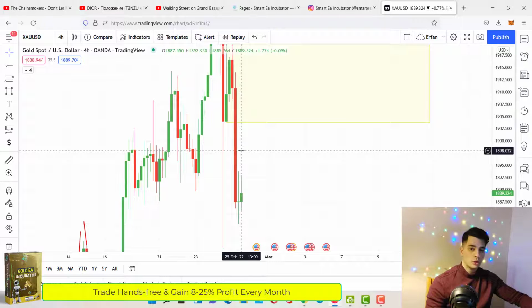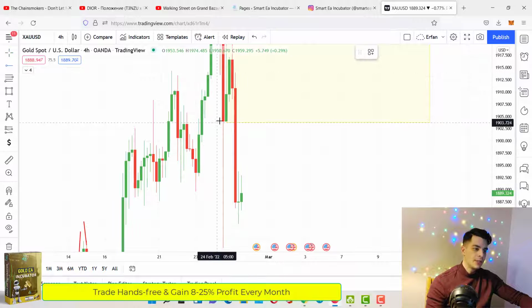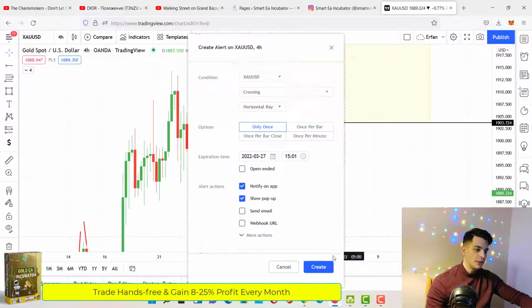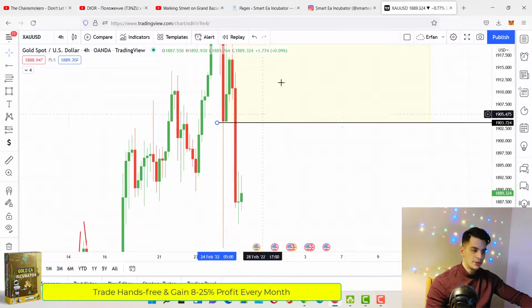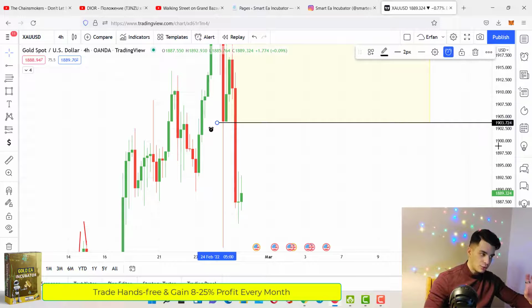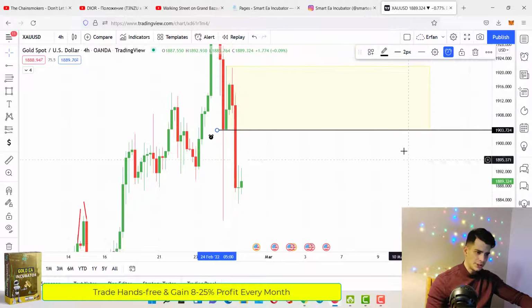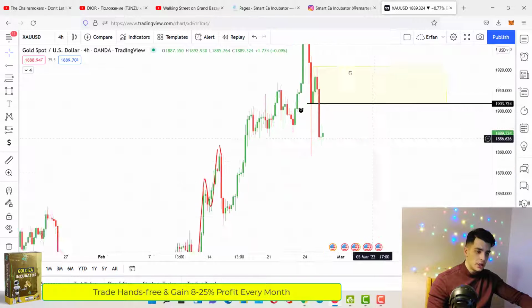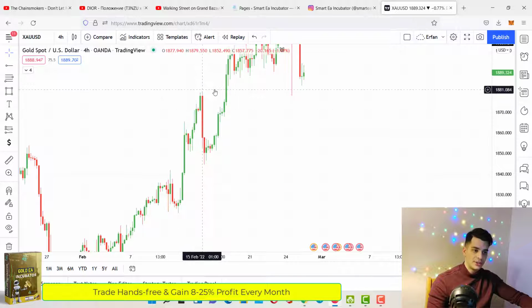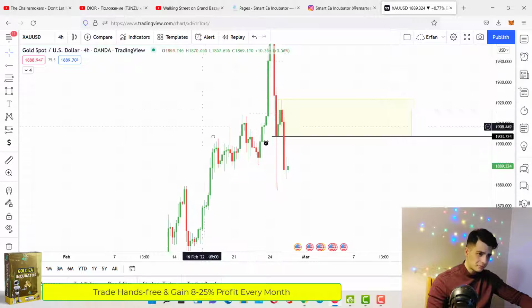So if you don't know what an order block is, I highly recommend you watch my first video, then you have a better understanding. So what I'm going to do is set my alarm here, so whenever the price reaches this level, I keep an eye on it to see what kind of momentum it wants to give us, whether it's a bullish momentum or still a bearish momentum.